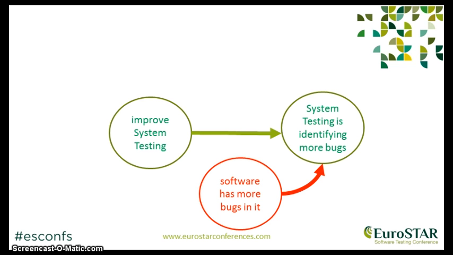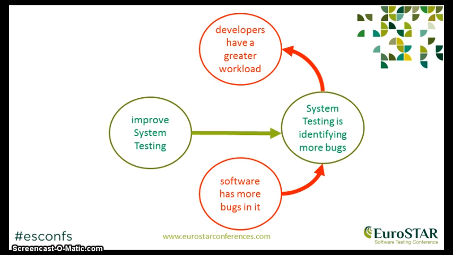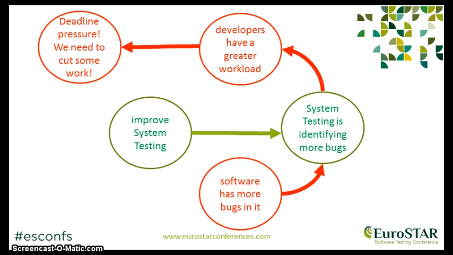So the next stage in drawing the diagram is to say, what could happen as a result of identifying more bugs? Well, we're going to put the developers under pressure because they've got a greater workload. They've got more things to do because they've got a load of bugs to fix, as well as developing features. And so they are under deadline pressure, and the testers will be under deadline pressure because they've got things to retest after the fixes have been done. So everybody will be saying, well, we've got too much to do, we must cut some work.